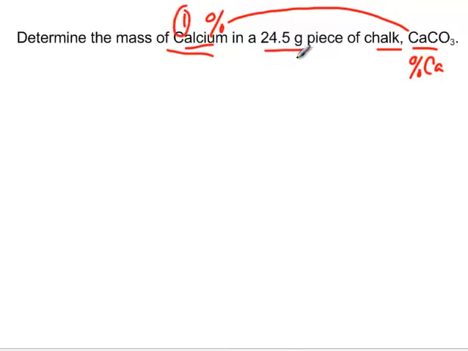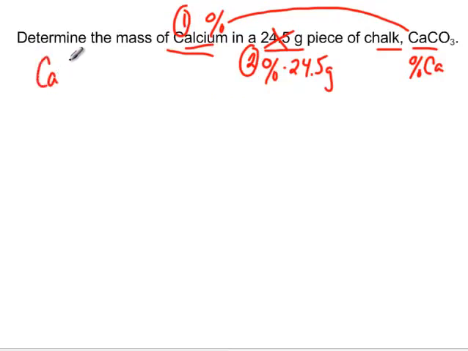Our second step is, once we know how much calcium is in calcium carbonate, then we're going to multiply that percentage times this sample size. But we're going to worry about that later. So for now, ignore this information. Just worry about figuring out the percentage of calcium. Let's do this first, and then we'll do this second.